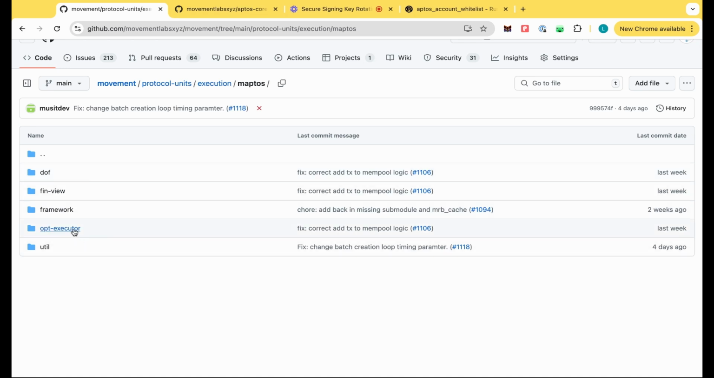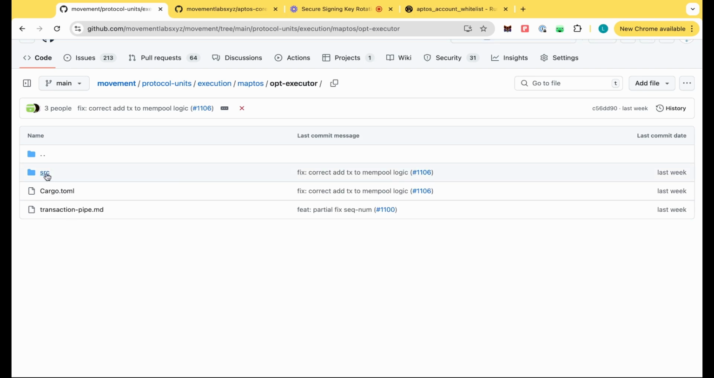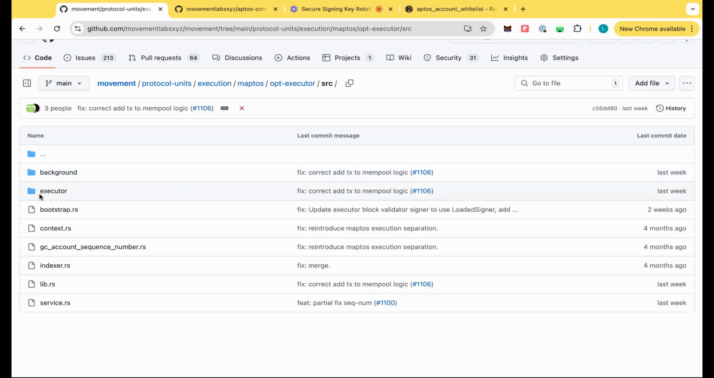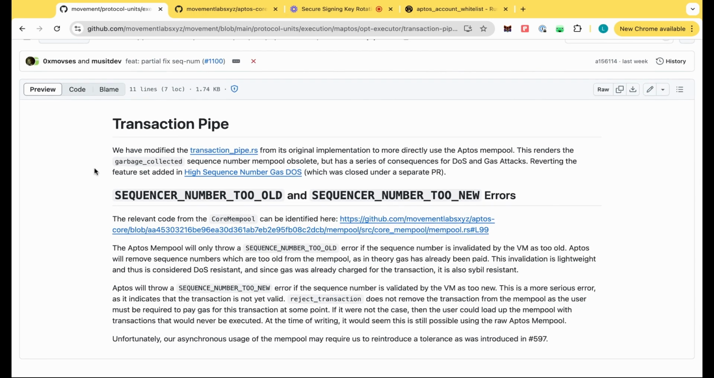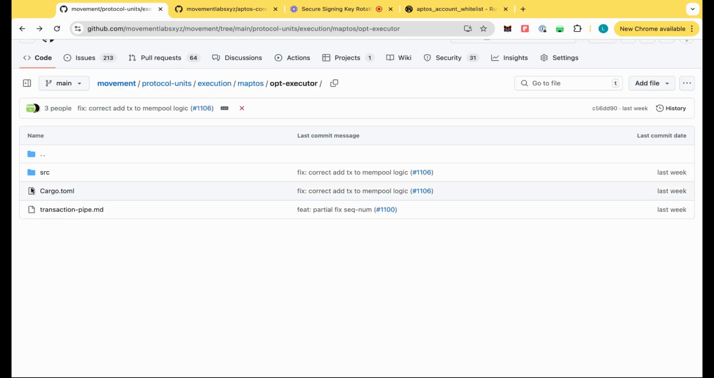So the opt executor is the most important crate herein. There's some information on various bugs that have been compiled in different subdirectories. It's worth checking out. A lot of them have been resolved over time. New stuff crops up, of course.